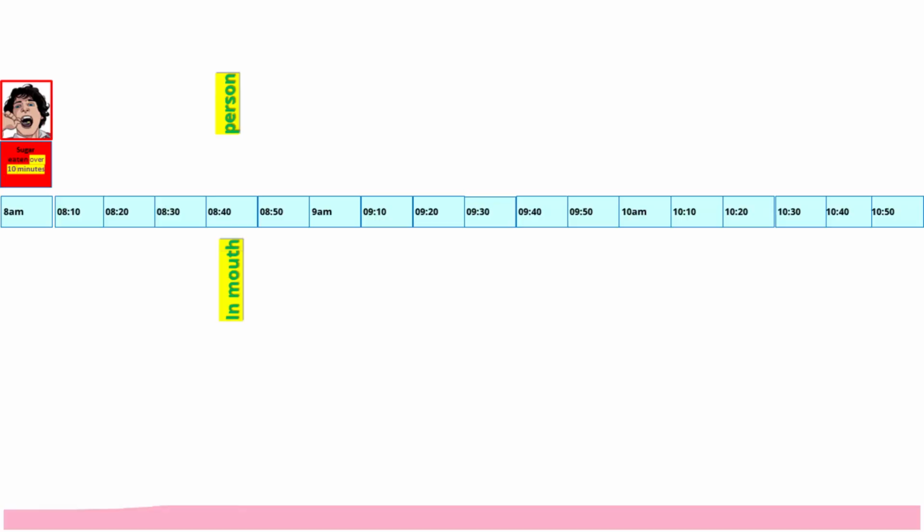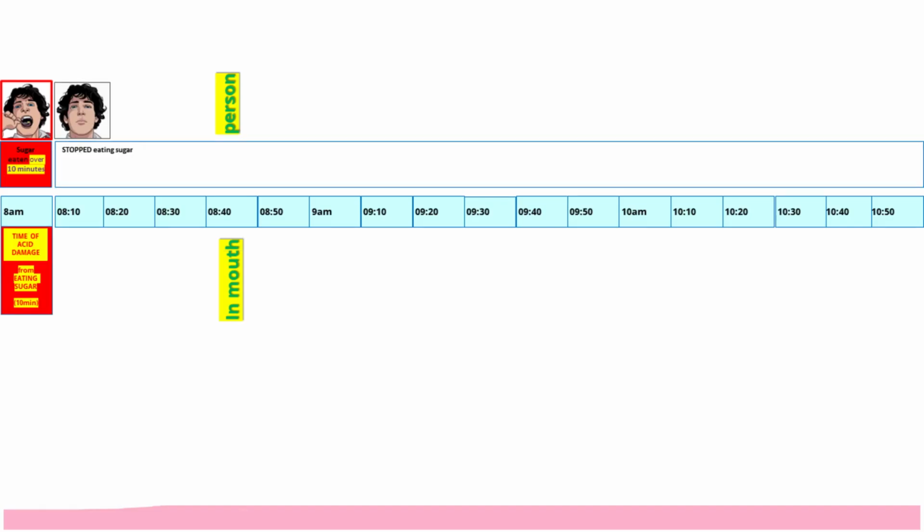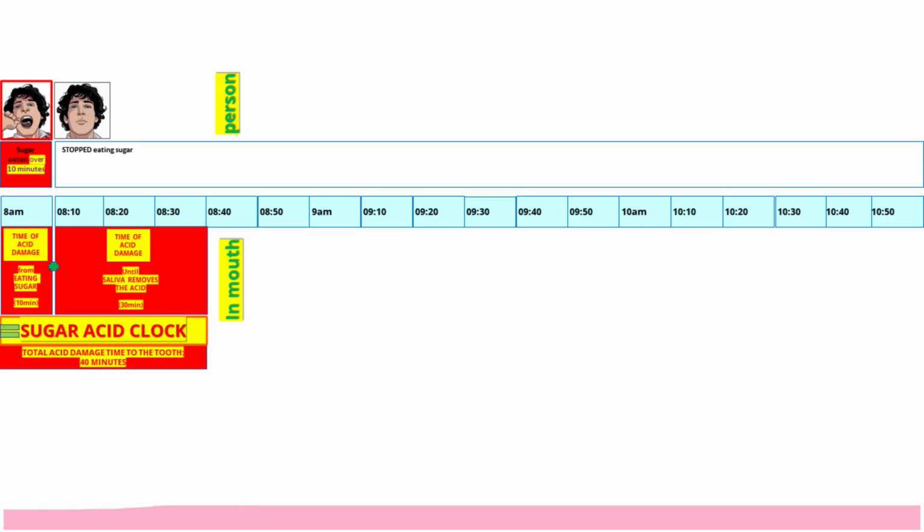And a reminder that when someone has sugar, this causes acid damage on the tooth, and when you have stopped eating sugar, in the mouth there is a further 30 minutes of acid damage until saliva removes this acid. So the sugar acid clock is the total acid damage time to the tooth. In this example, 10 minutes from eating the sugar plus 30 minutes until saliva removes this acid gives a sugar acid clock of 40 minutes.